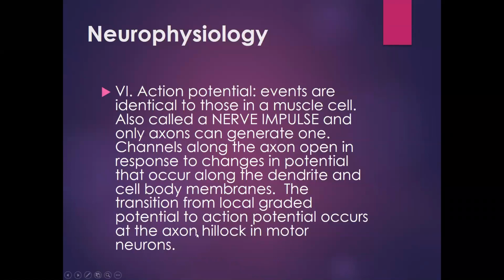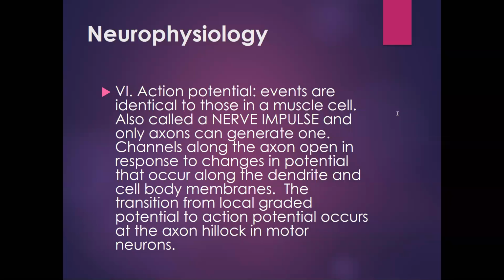All right. Oh, so here we are, action potentials. So the events are identical to those in a muscle cell. We also call it now a nerve impulse. So anytime that I use the phrase nerve impulse, I always mean an action potential down the axon, down the long skinny part of a neuron. Only axons can generate a nerve impulse because this is the only place that has voltage gated sodium channels. So let me just make a note of that.